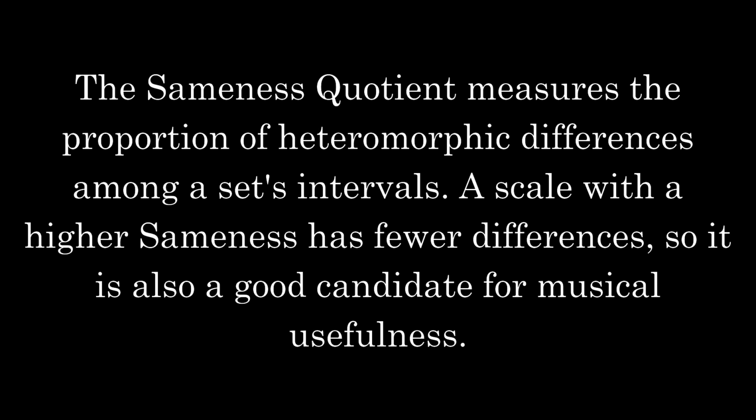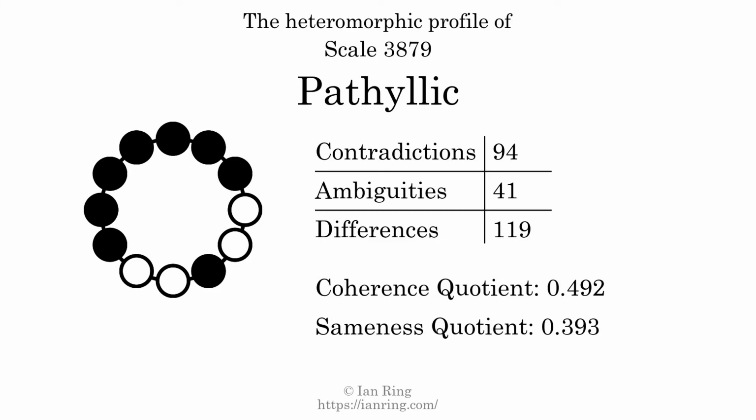The sameness quotient measures the proportion of heteromorphic differences among a set's intervals. A scale with a higher sameness has fewer differences, so it is also a good candidate for musical usefulness. The sameness quotient is 0.393.